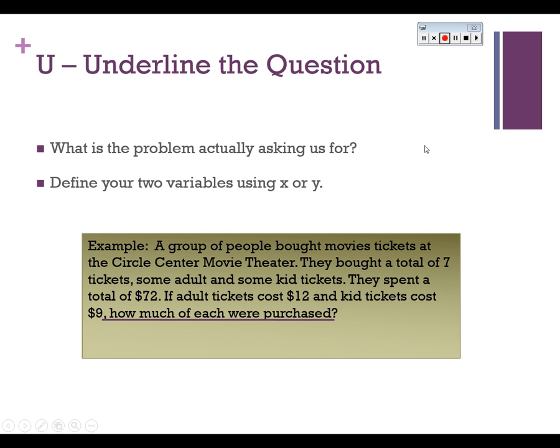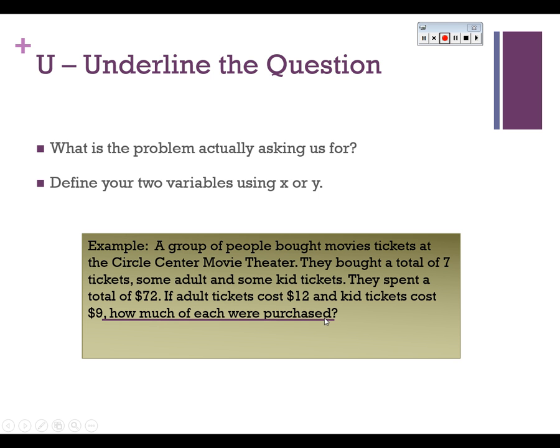Now we're going to underline the question. We want to know, what is the problem actually asking us for? So in this particular word problem, what are they actually asking us? Right. How much of each were purchased? How many of each type of ticket were purchased?